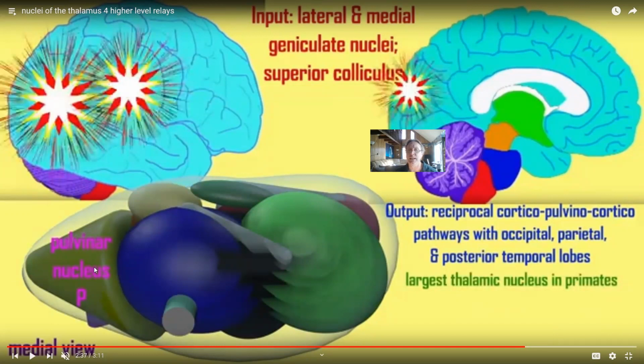So this is not only a job of the thalamus, but this is the largest nucleus of the thalamus in primates. So the thalamus does so many important things. And as we ask, well, where did it come from? Just a quick word on the evolution of it.